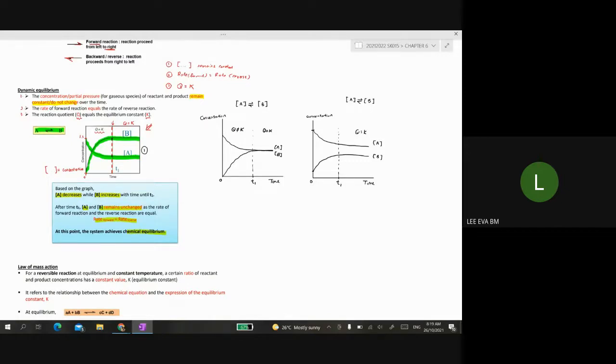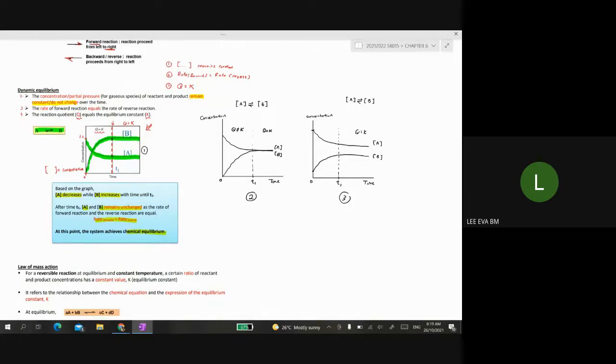So the concentration doesn't have to be the same, or more than the other. Okay, so you only need to focus on whether the concentration is constant. It doesn't have to be the same. Okay, do you get what I mean over here? This is the second curve. This is the third curve. So all three of these examples represent an equilibrium system.